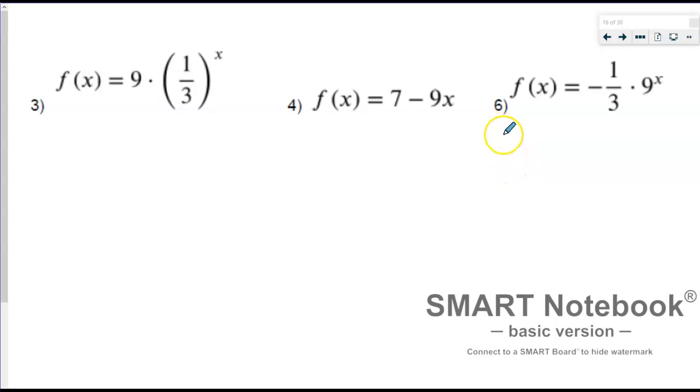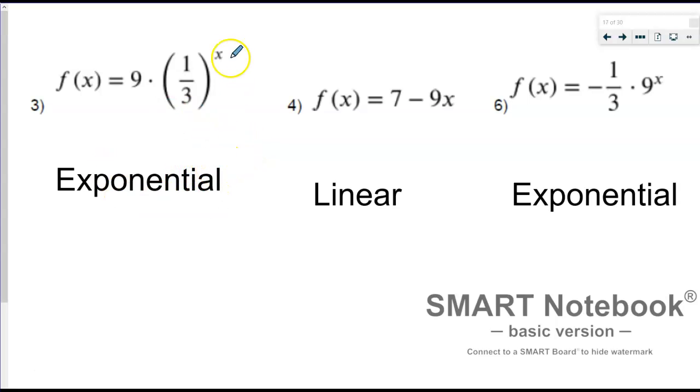And then if I look at these three, just think about it, take a guess at what each of these are, and then move the video ahead. I think this first one's exponential because it has x as an exponent. This next one's linear because it has the mx plus b form. And this last one is exponential because it has an x as an exponent.